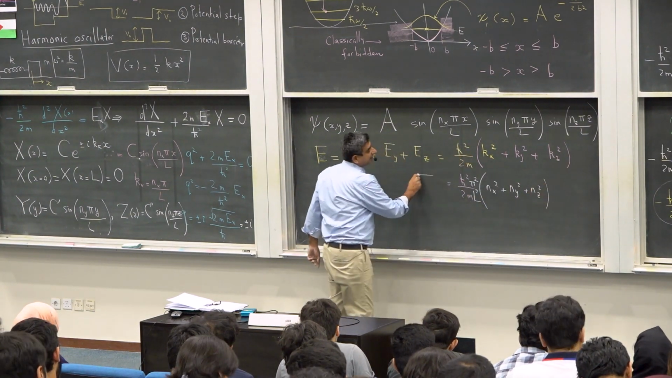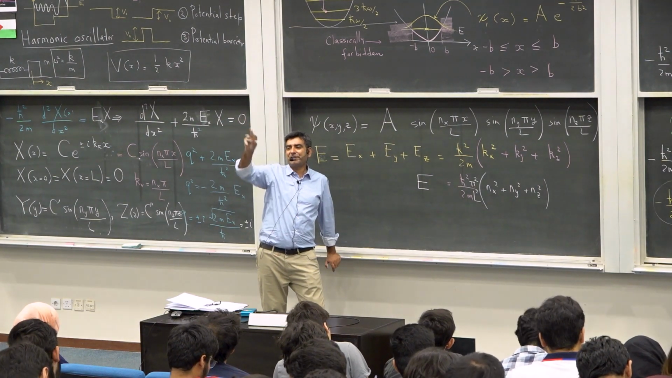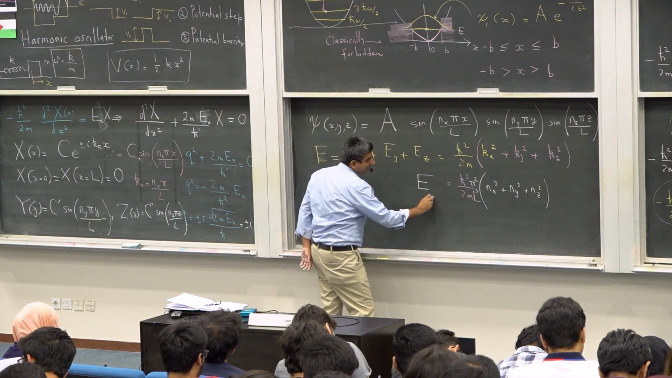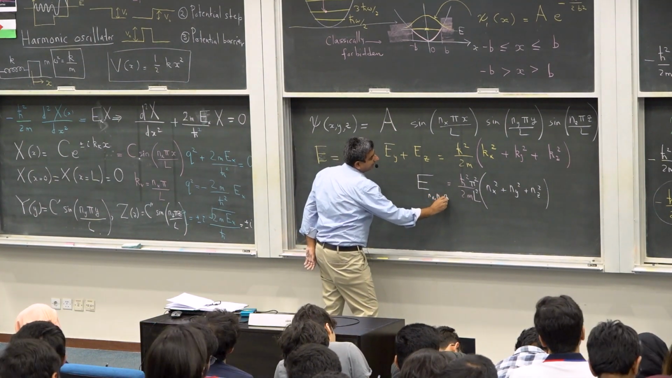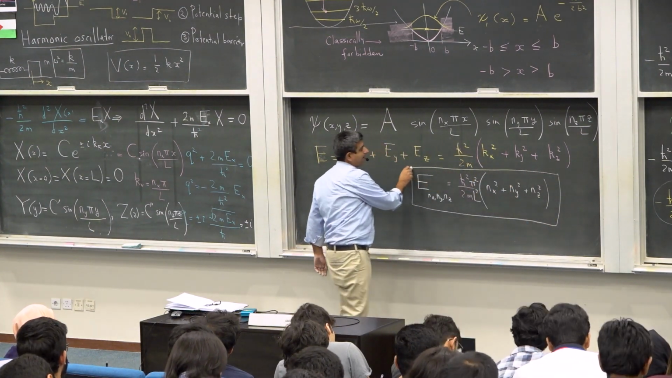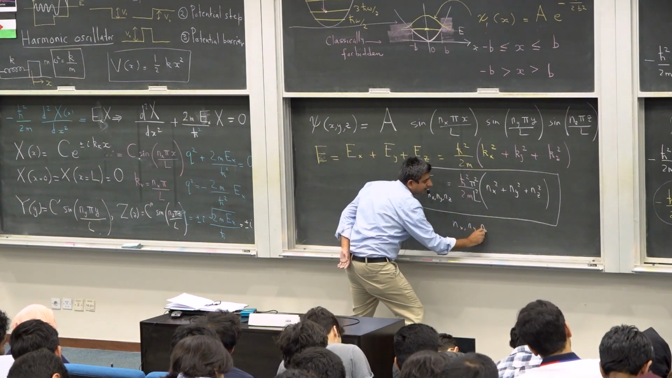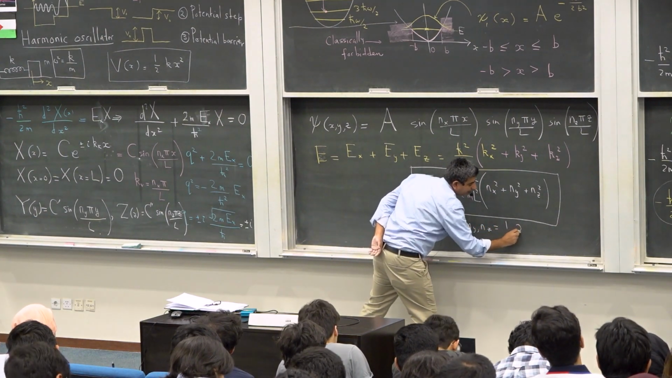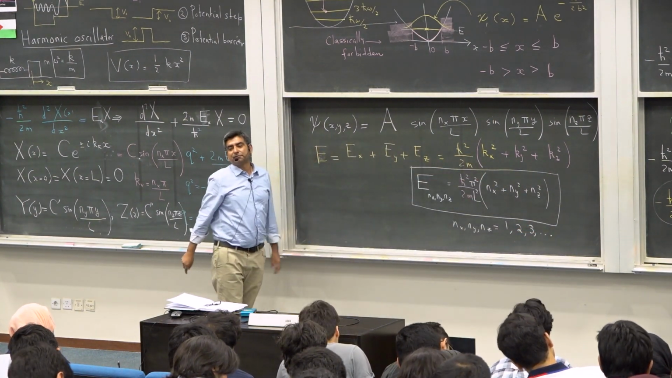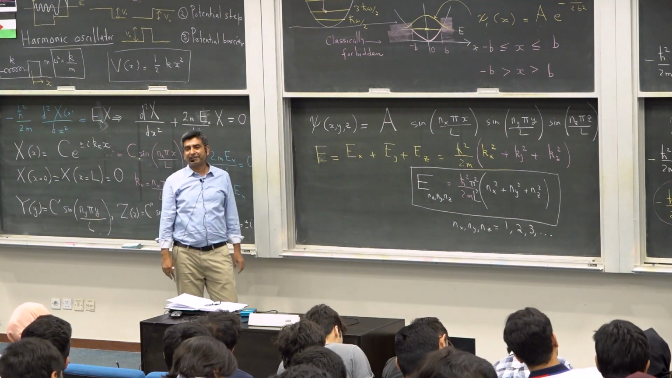So the energy is now quantized, but now the energy is defined by three quantum variables, nx, ny and nz, where nx, ny and nz, each one of them could be 1, 2, 3 and so on. I think this is pretty clear.